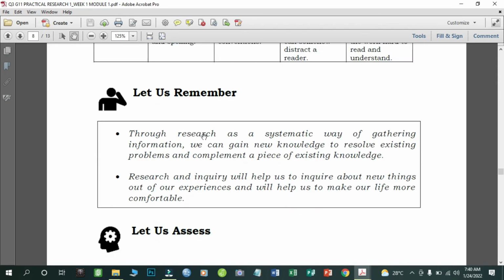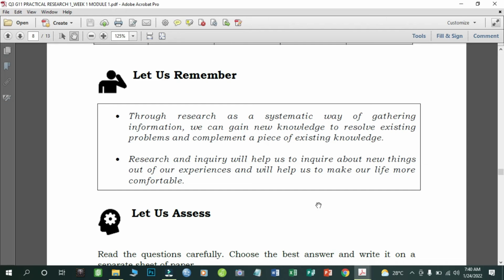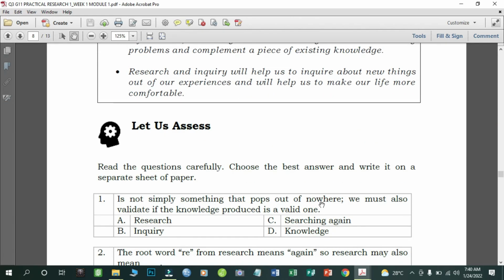Okay, let us remember. Let's wrap up our discussion, this module. So through research, a systematic way of gathering information, we can gain new knowledge to resolve existing problems and complement a piece of existing knowledge. So research and inquiry will help us to inquire about new things out of our experience and will help us make our life more comfortable. Okay, let's have this. Let us assess.